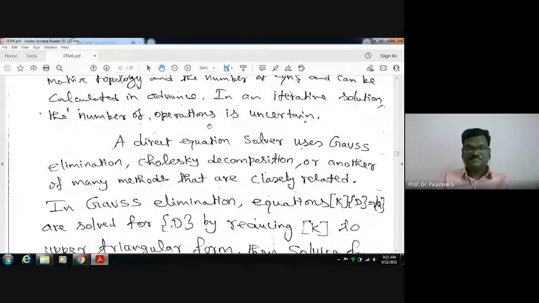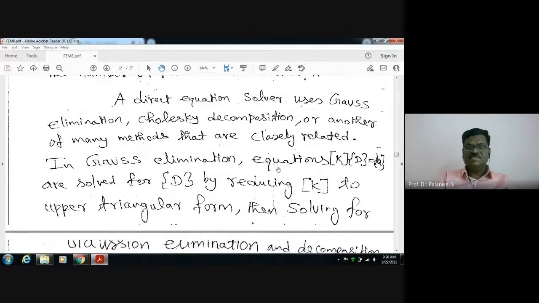Let us see the direct equation solver. The direct equation solver uses Gauss elimination. Even the Cholesky decomposition technique is there. Cholesky decomposition is also famous, and there are many other methods that are closely related. All methods are closely related, either Gauss elimination, or matrix decomposition, called the Cholesky decomposition technique.